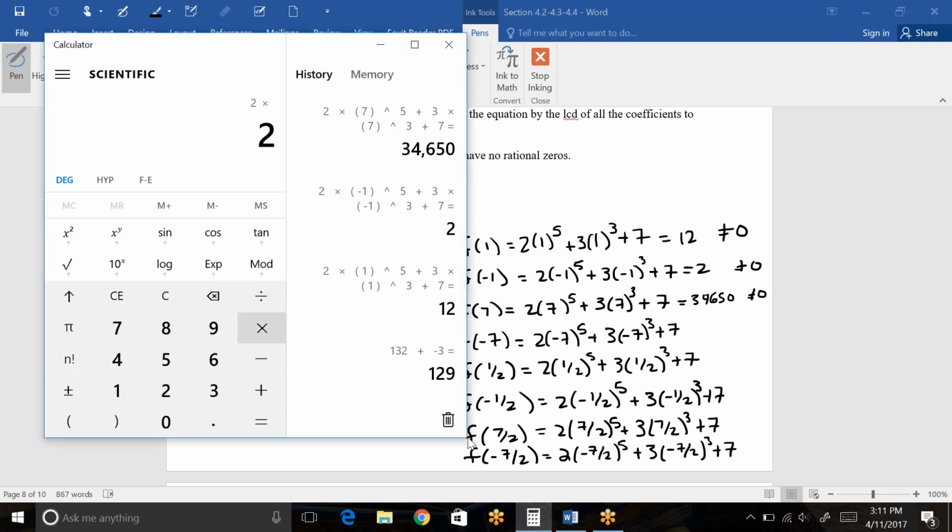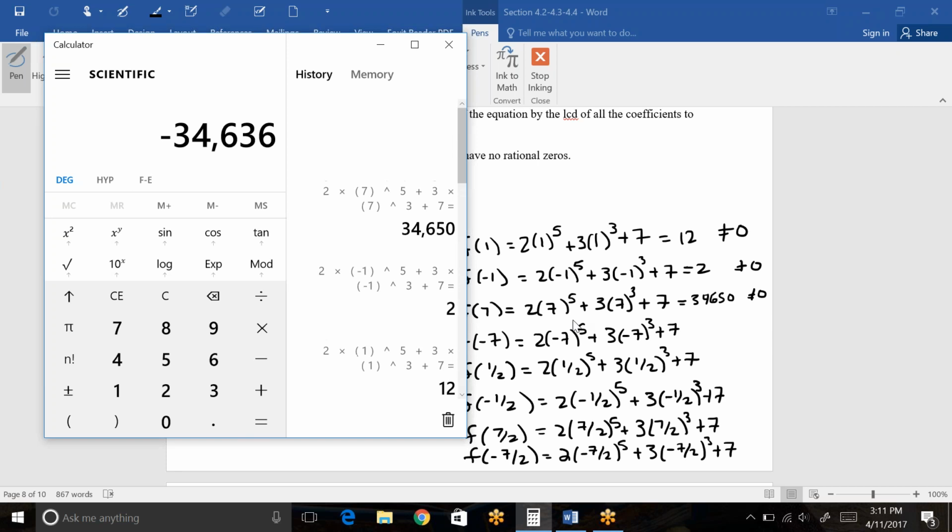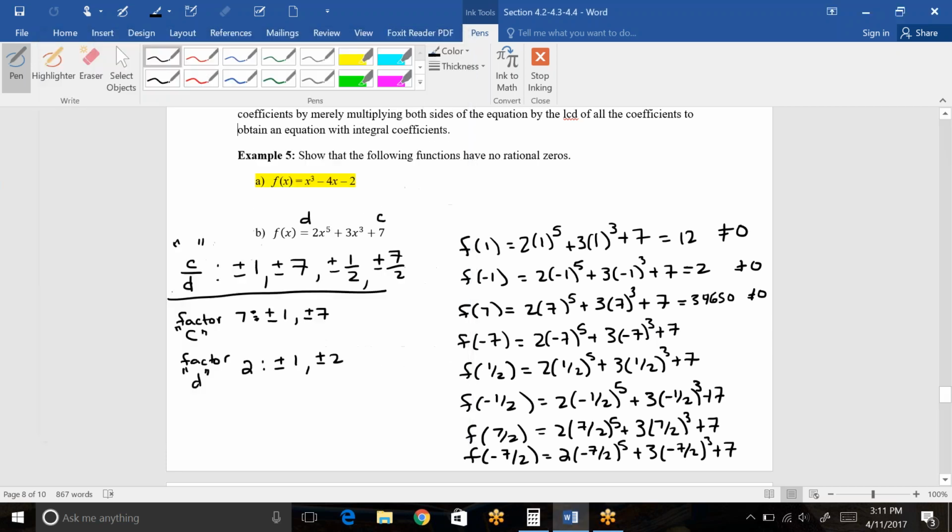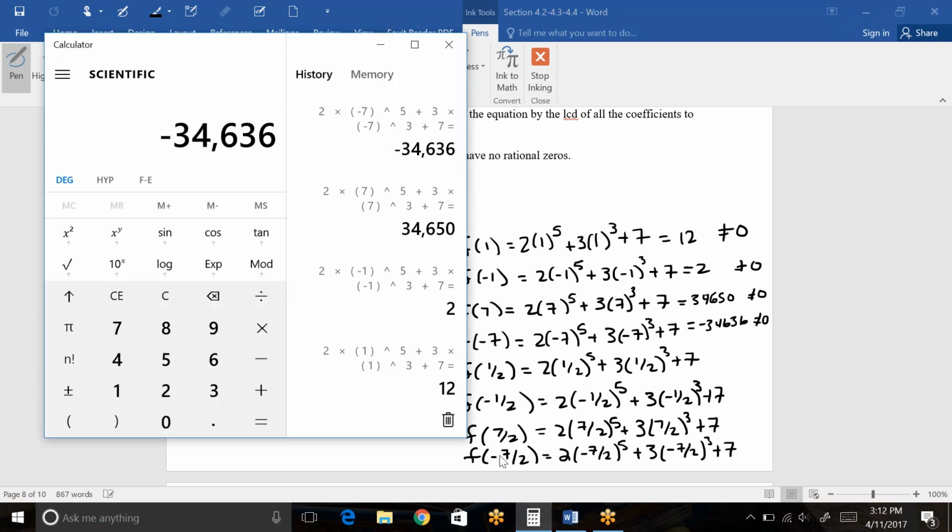So 2 times negative 7 to the 5th plus 3 times negative 7 to the 3rd plus 7 is negative 34,636. Again, not 0. So then we get to the fraction ones.